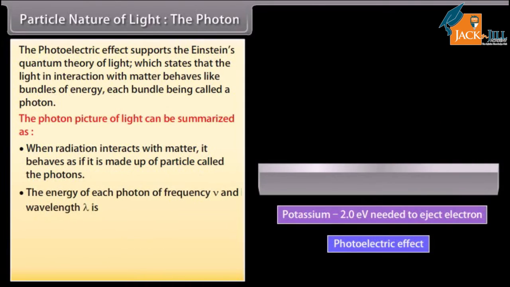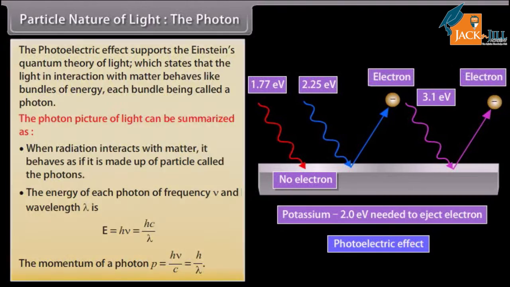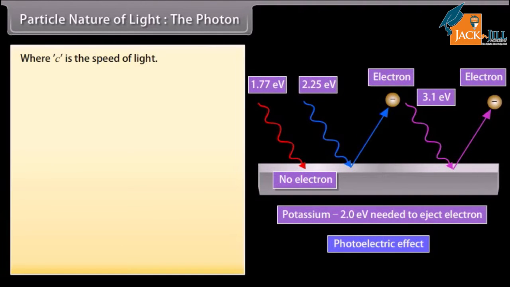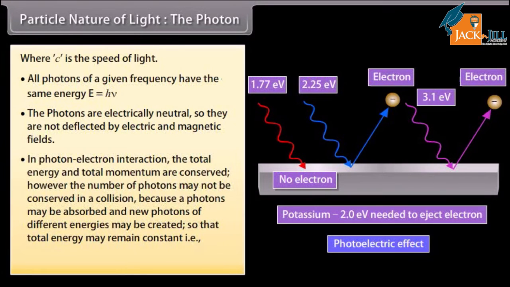The energy of each photon of frequency ν and wavelength λ is E equals hν, which is equal to hc by λ. The momentum of a photon p is equal to hν by c, which equals h by λ, where c is the speed of light. All photons of a given frequency have the same energy E, which is equal to hν. The photons are electrically neutral, so they are not deflected by electric and magnetic fields. In photon-electron interaction, the total energy and total momentum are conserved.